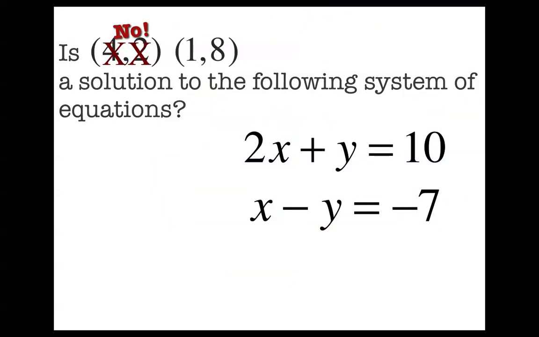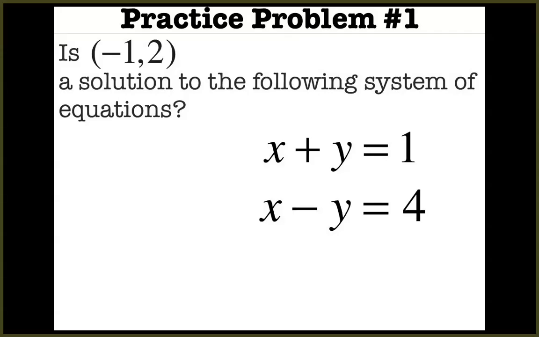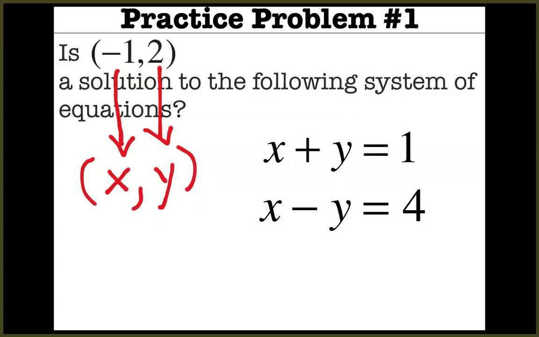All right, I think it's your turn. Try this practice problem. Is negative 1 comma 2 a solution to the following system? x plus y equals 1 and x minus y equals 4. Let me give you a little hint. Remember, this first number is supposed to be the x number, and this second number is supposed to be the y number, just like when we were plotting points on a graph. So, when you plug numbers in for this x, you're going to use the negative 1. Okay, that's enough of a clue. I'll let you try it.